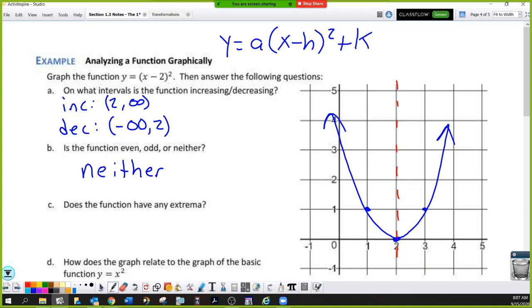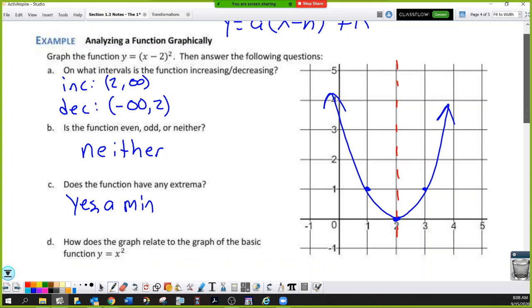Does this function have any extrema, which is what we talked about yesterday, maximums or minimums? Yeah, it has a minimum. Remember, extrema, maximums or minimums, will happen every time you change from increasing to decreasing or decreasing to increasing. Basically, the top of a bump or the bottom of a bump. That's where you're going to find extrema. So every quadratic has either a minimum or a maximum.